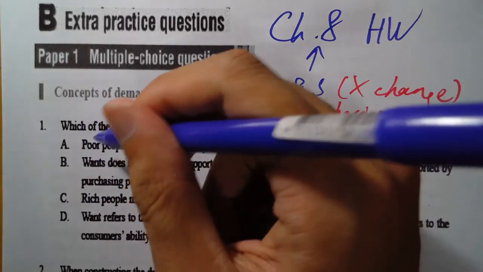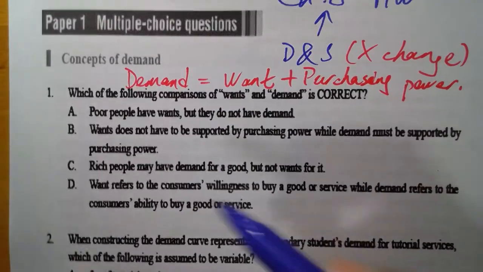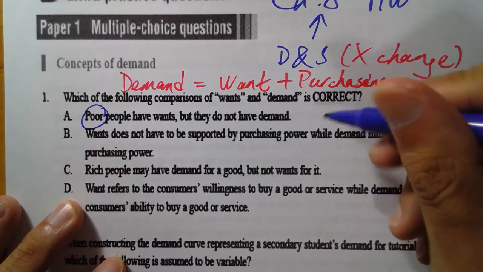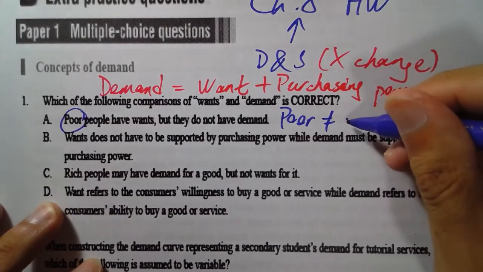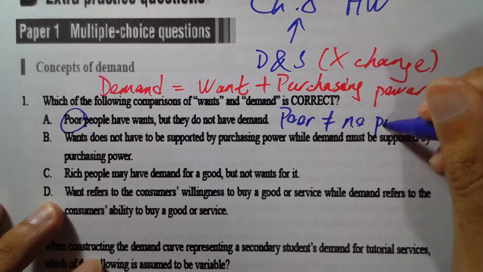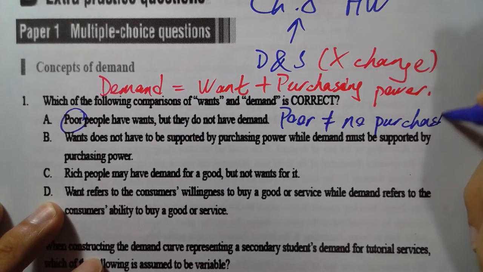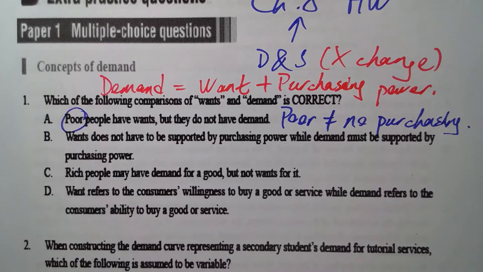Now, this is tempting, right? But let's circle this word, poor. 其實咪 poor 就等於 no purchasing power 呢? 又唔係喎。我冇錢, 唔代表我買唔到嘢㗎, 我只係買啲 cheap 啲嘅, I only buy cheaper things, right? It doesn't mean I don't have any purchasing power. So I don't think A is correct.